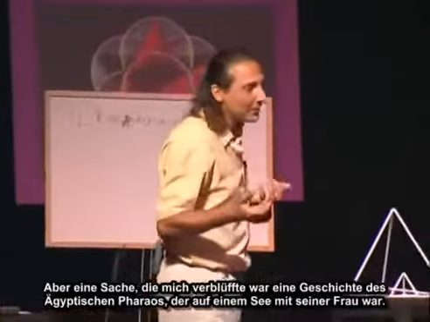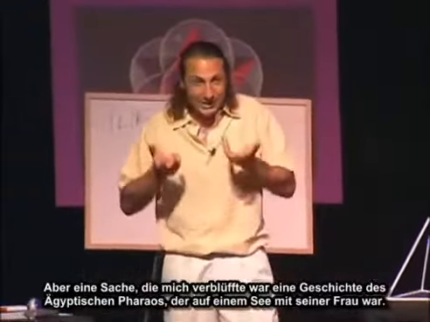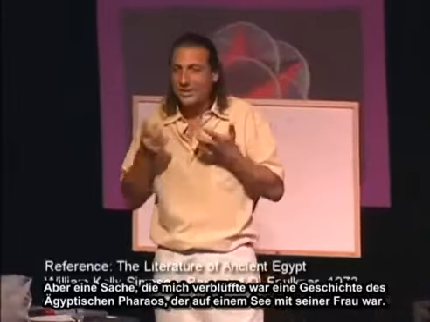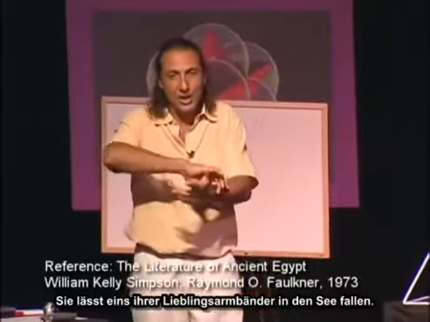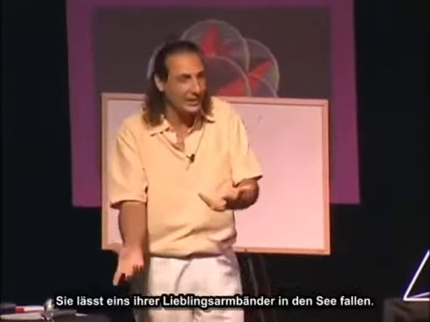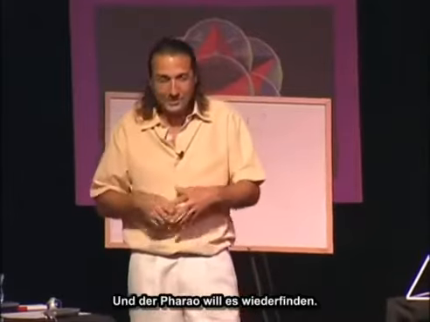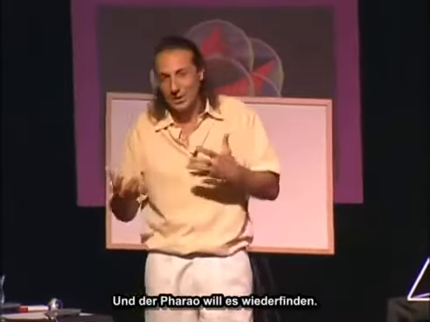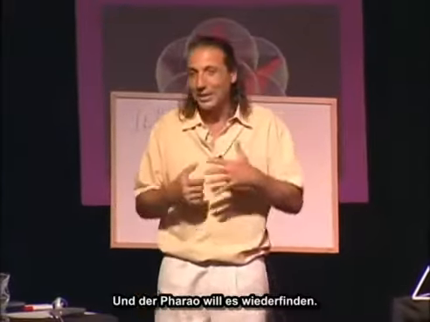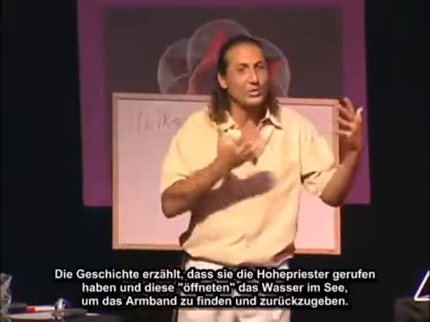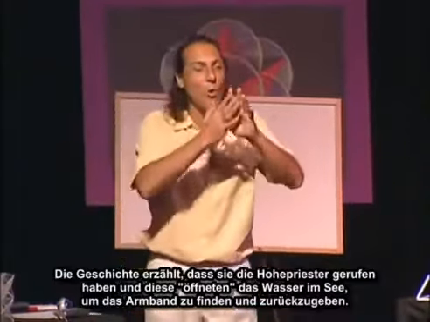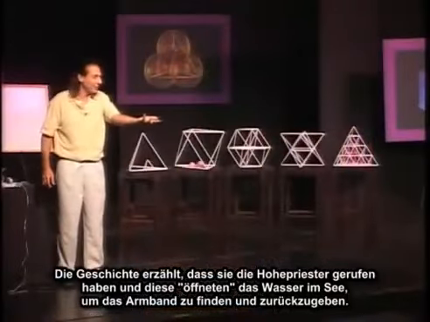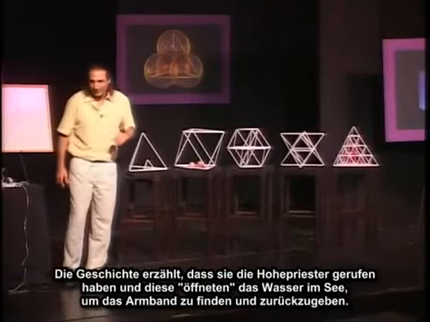But one thing that struck me is that there's a story about a king of Egypt, a pharaoh, that's on a lake with his wife, and she loses a very precious, beautiful bracelet in the lake. The pharaoh and the wife are quite distraught, and the pharaoh really wants to do something about it. So the story goes to say that they call the high priest of Egypt, and they come and they open the waters of the lake to find the bracelet and give it back to the queen.